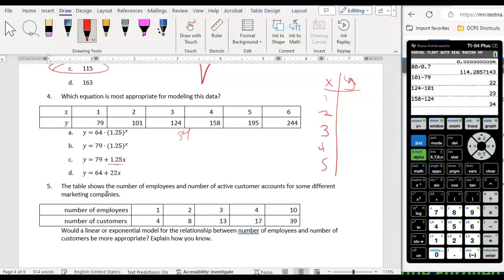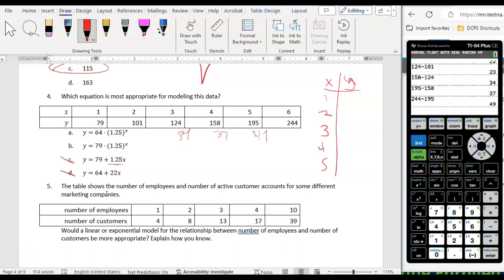So notice that each time, if we check the next one, 195 minus 158, we are getting a different number difference here. 244, that's going to be a much bigger one. 195 is 49, right? And so this is probably more logically going to be represented by an exponential function. So we can easily eliminate C and D.